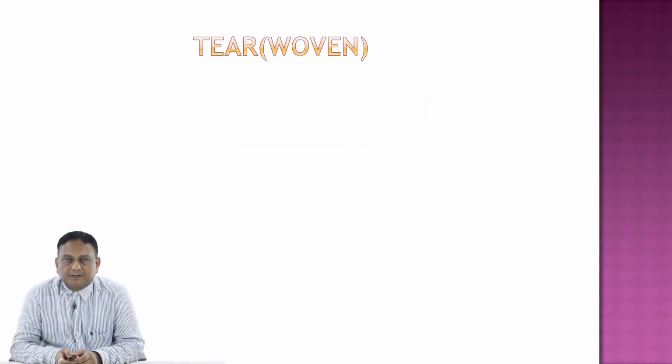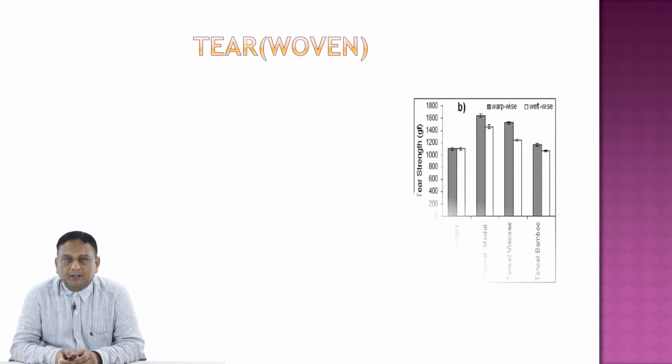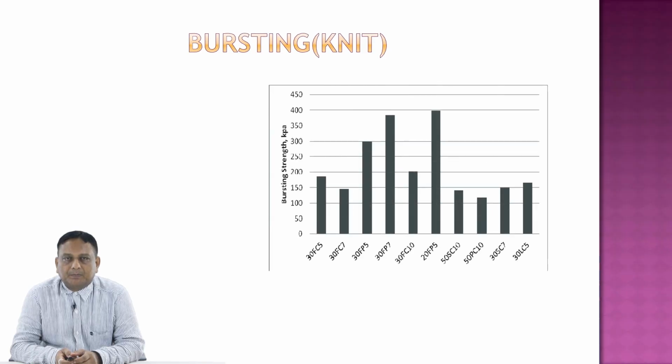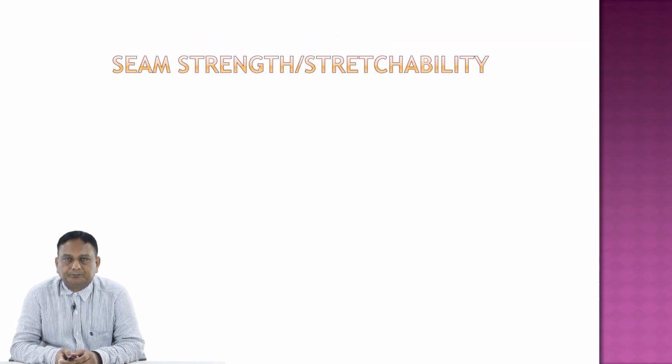Then comes the tear test, that is also for woven material. So different fabrics have different tear strength properties based on the construction or what type of yarn has been used. A similar case is for bursting, and bursting strength is normally used for knitted garments, and it varies depending upon the fabric construction, GSM, etc.